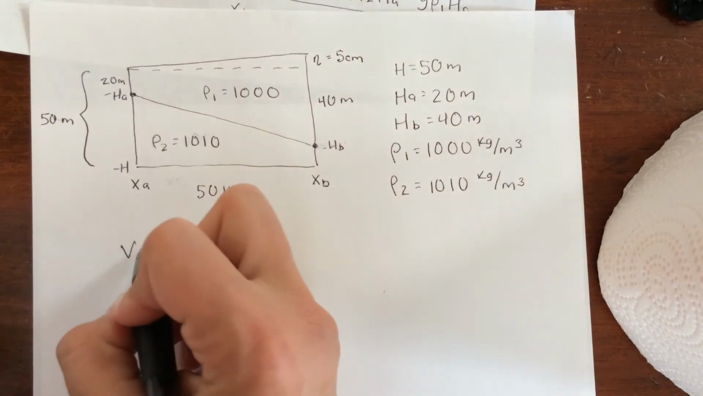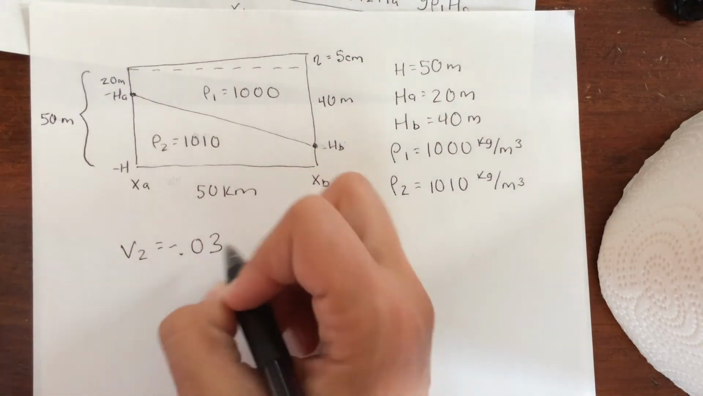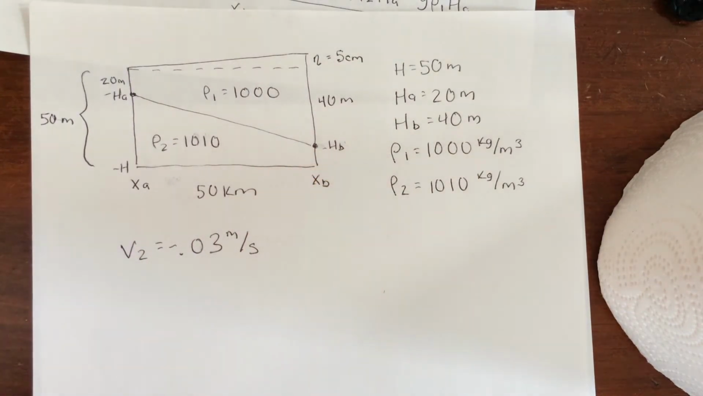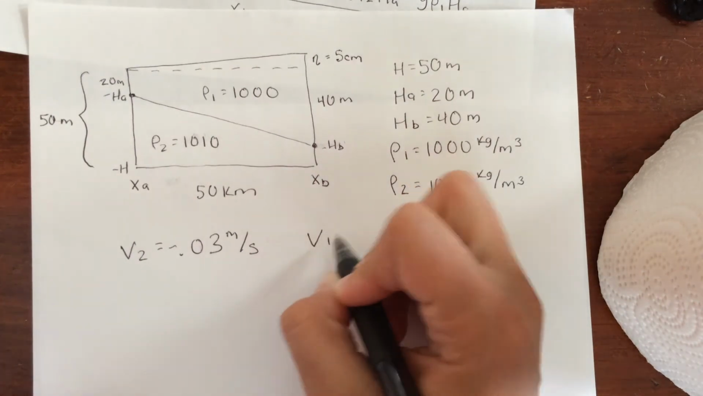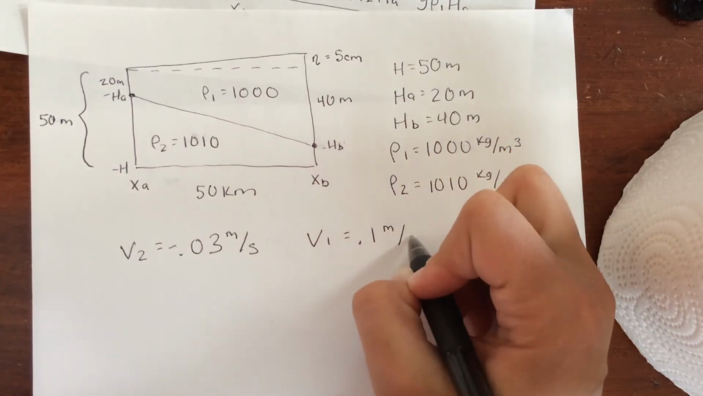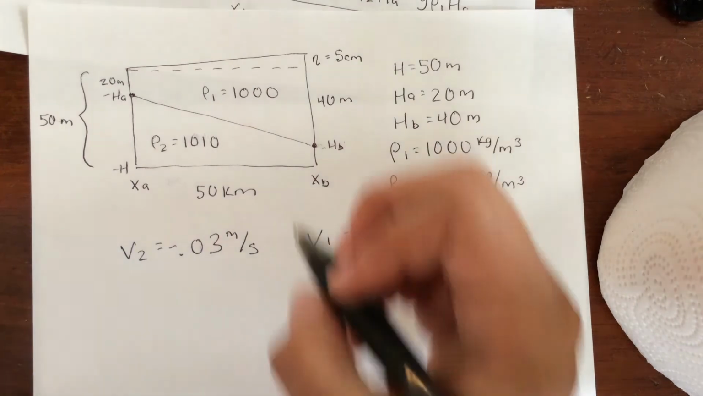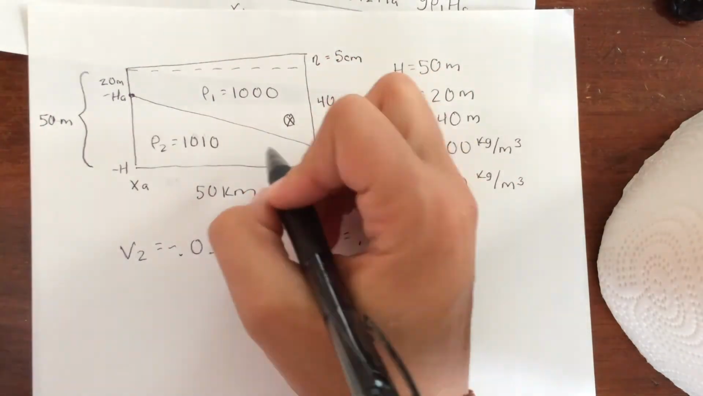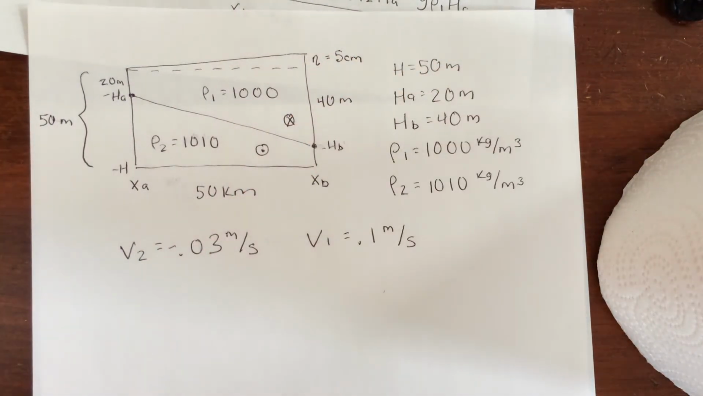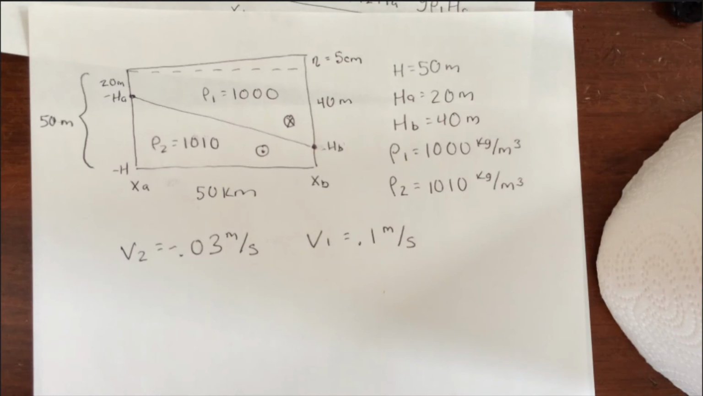Substituting in these values, we obtain a velocity of negative 0.03 meters per second. As before, the velocity in the top layer is 0.1 meters per second, and we determined that this flow is into the paper. However, in the bottom layer, our velocity is in the negative direction, meaning that our flow is out of the page. Take a minute and reason to yourself why this makes sense.